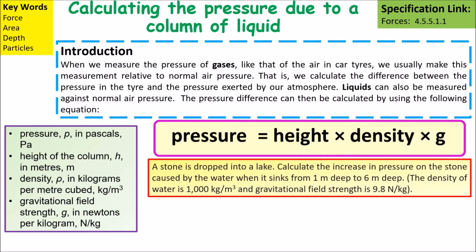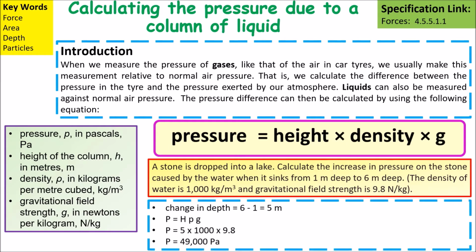If we look at this example, a stone is dropped into a lake, and we're calculating the increase in pressure on the stone caused by the water as it sinks from 1 meter to 6 meters. We look at the change in depth, which is 5 meters. Then we plug this into our equation: 5 meters times the density of water, 1,000 kilograms per meter cubed, times the gravitational field strength, 9.8, to give us a change in pressure of 49,000 pascals.